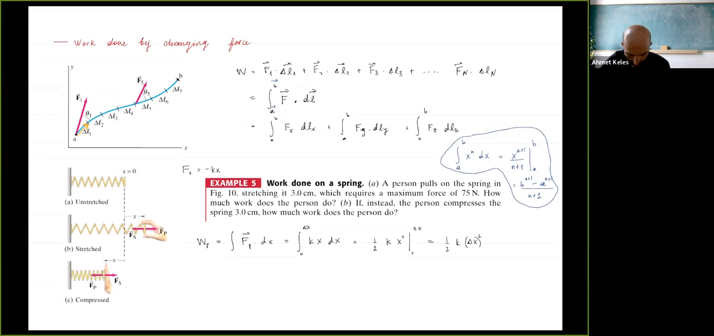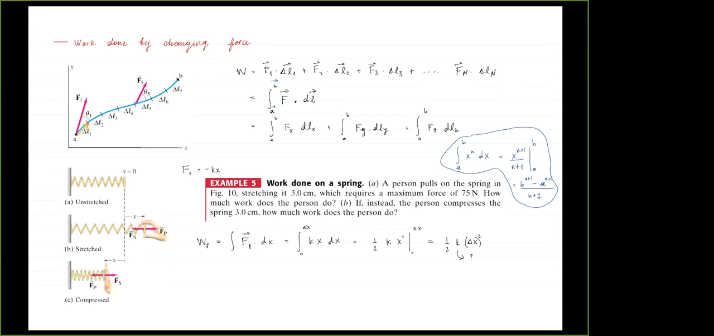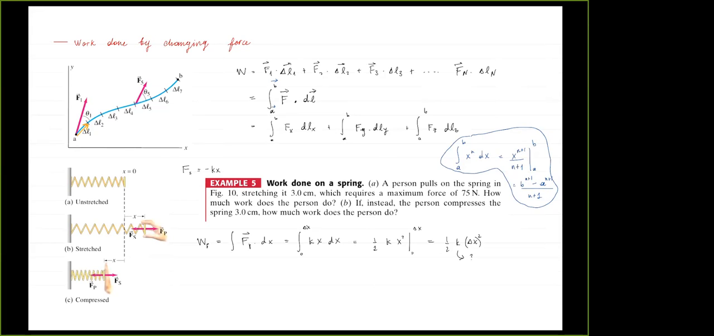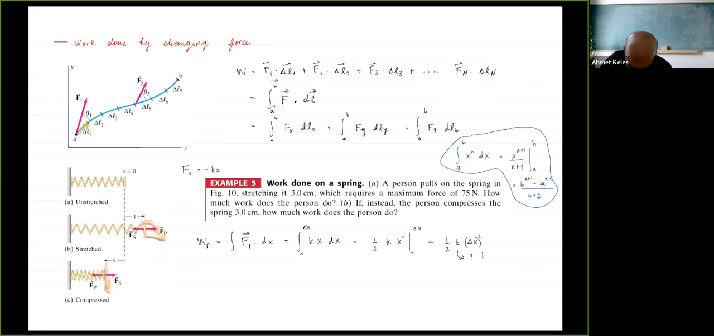Now my question to you: I don't know k. K is not given. How do I find k? By dividing force by the length, I mean the stretch. Exactly. Thank you. So k is F max divided by delta x, which is the maximum stretch. So this is going to be equal to 1/2 F max times delta x, since the delta x cancels.